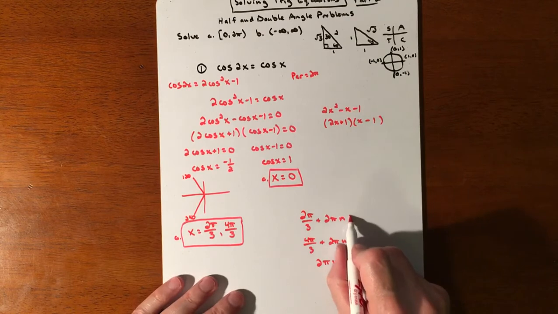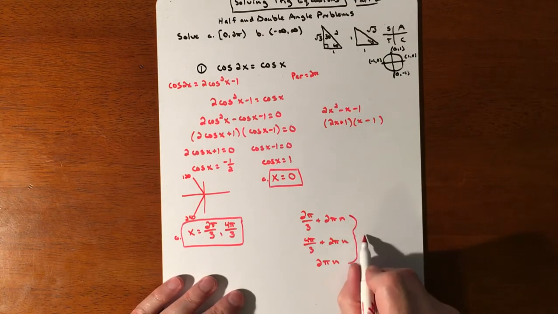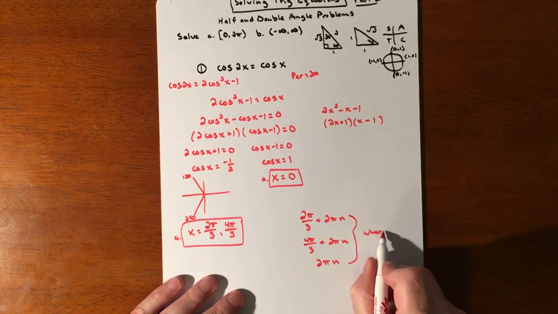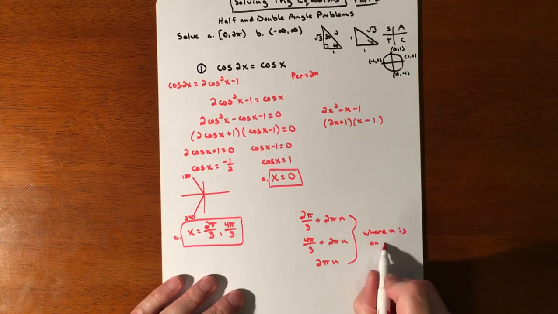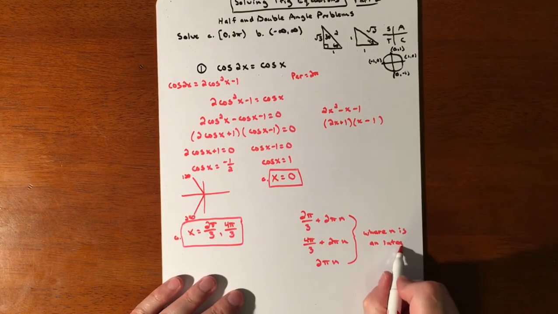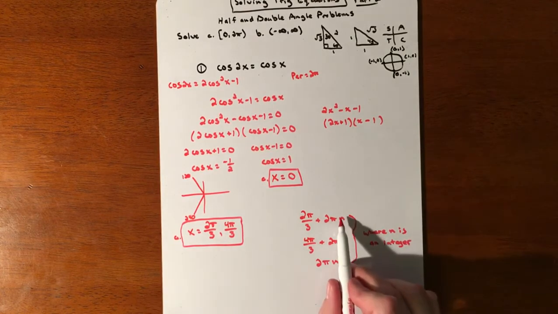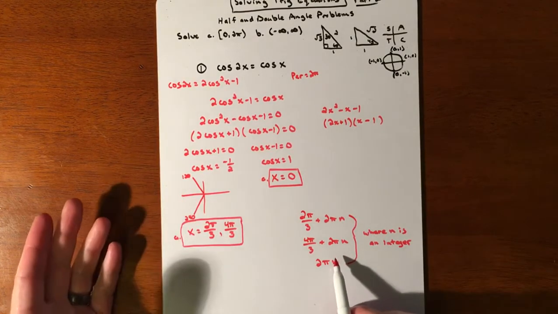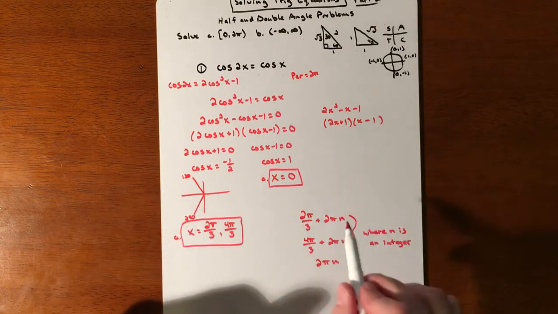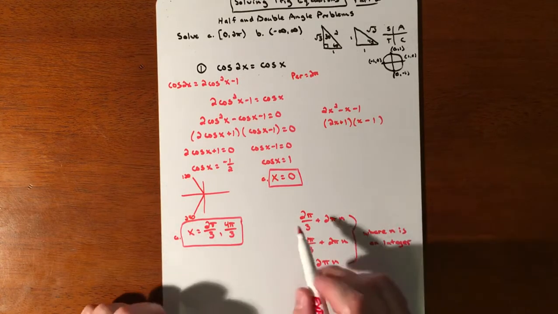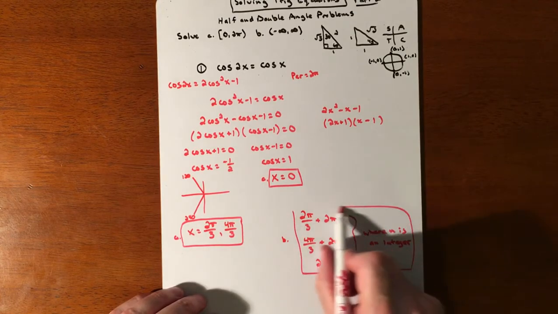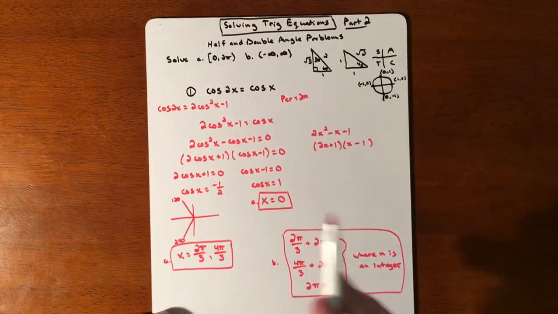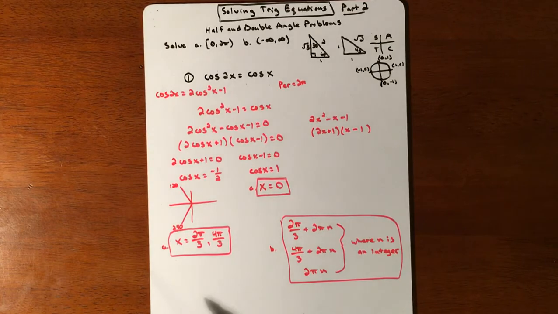Now the thing is, on all of these, n is an integer. We have to make sure that n is a whole number. Positive or negative doesn't matter because it just depends on which way you want to do your coterminal angle. But that is your B answer, where we don't have a restriction on our solutions. All right, and then we got one more.